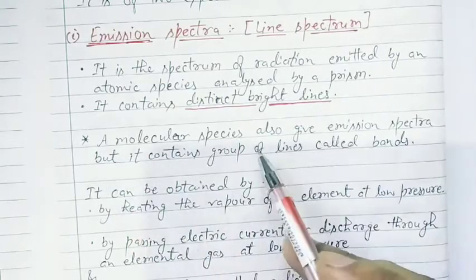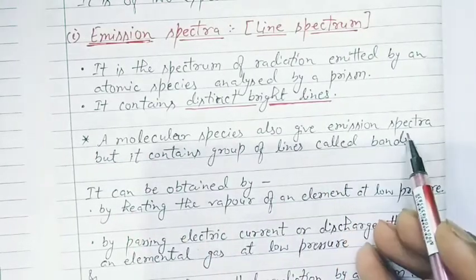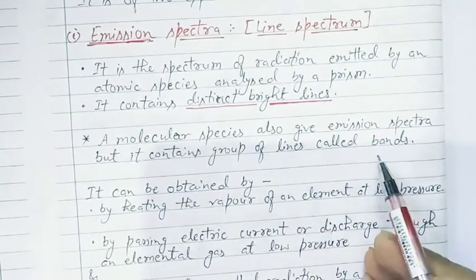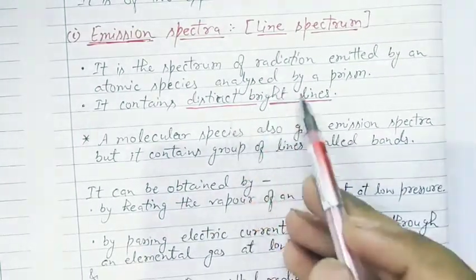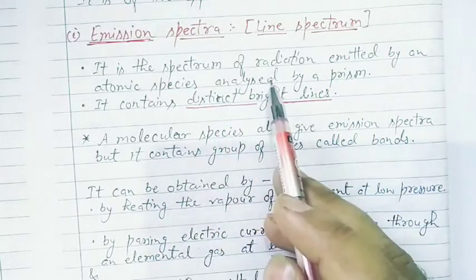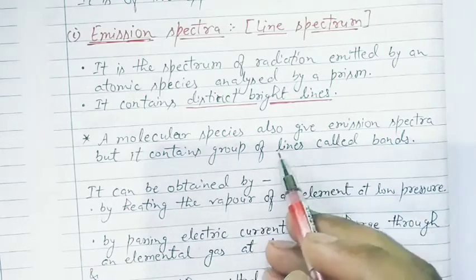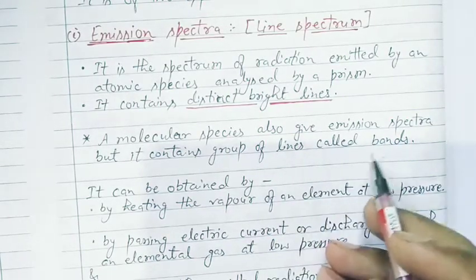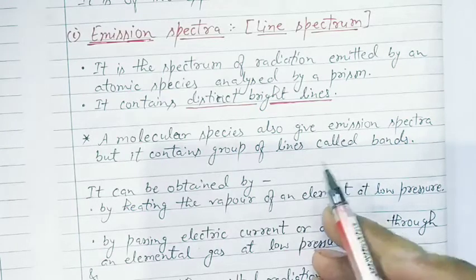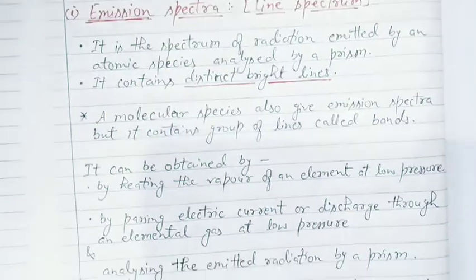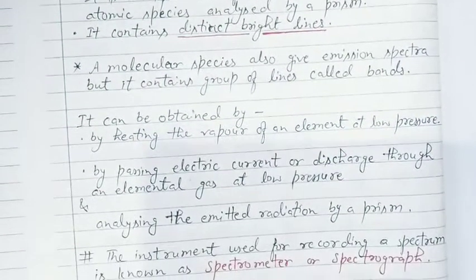Now, a molecular species also gives emission spectra, but it contains groups of lines called bands. Because we are studying distinguished atoms here, that is called atomic spectra. But when we take a molecule, for example carbon dioxide, with 3 atoms, 1 carbon and 2 oxygen, they must be giving a band of colors. So that is called a band, not a single line.